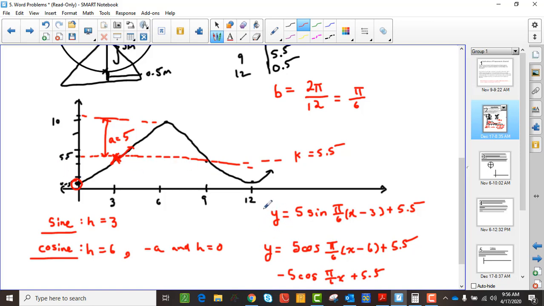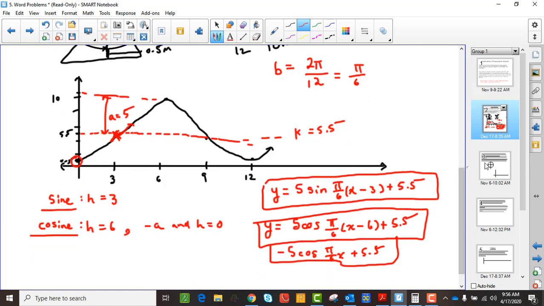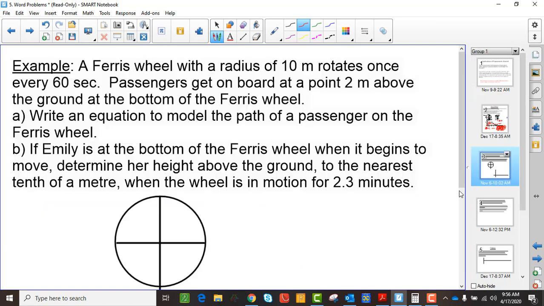Now you get to pick, unless it says find sine or cosine. You can pick whichever one you want. You can either use sine or cosine, and you can also either use negative a, or you can always use a positive a value. That's up to you. Okay, so let's do another example.